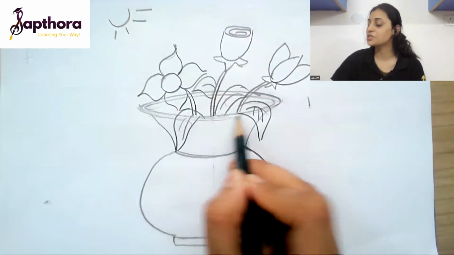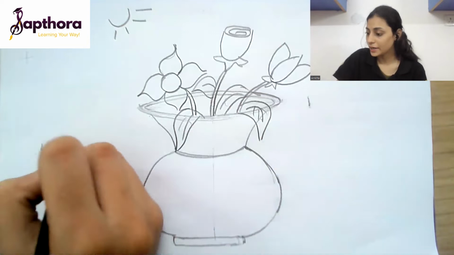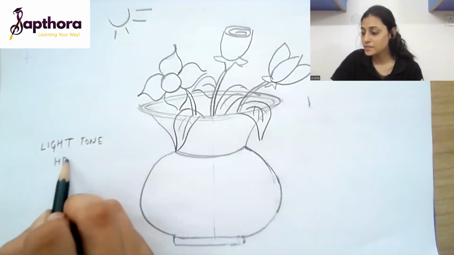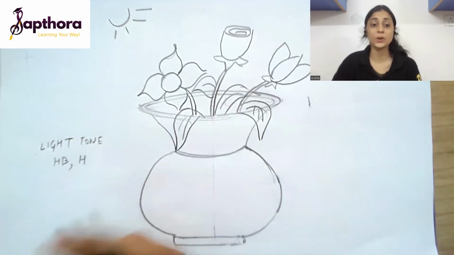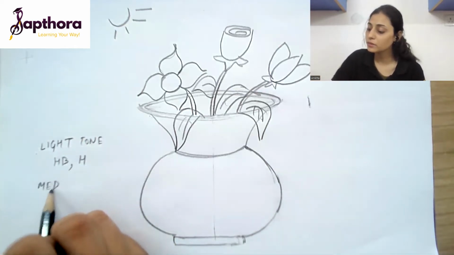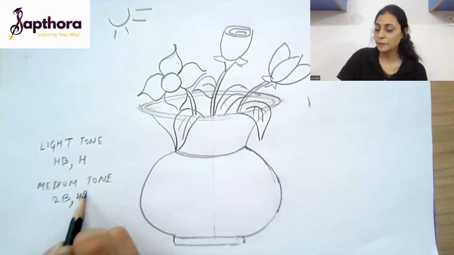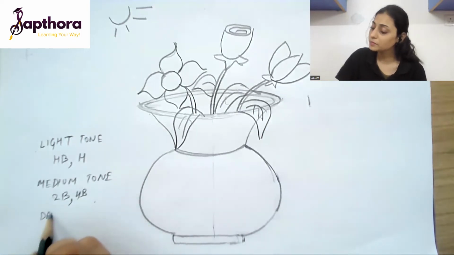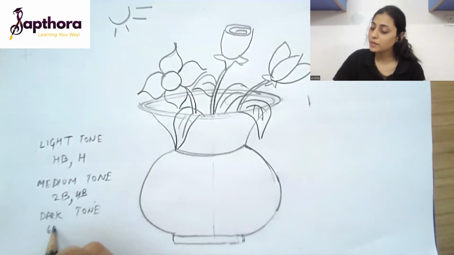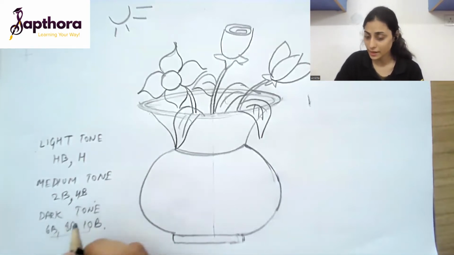So before we start with the shading, I'll just mention here the tone and the pencil you need. For the light tone, you can use either an HB pencil or any H grade pencil, 2H, 4H. The more lightness you want, you can increase the number. For the medium tone, you can use 2B or 4B. Any pencil will work. For the dark tone, you can go for 6B, 8B or 10B. So if you have any of these pencils, you can use that.